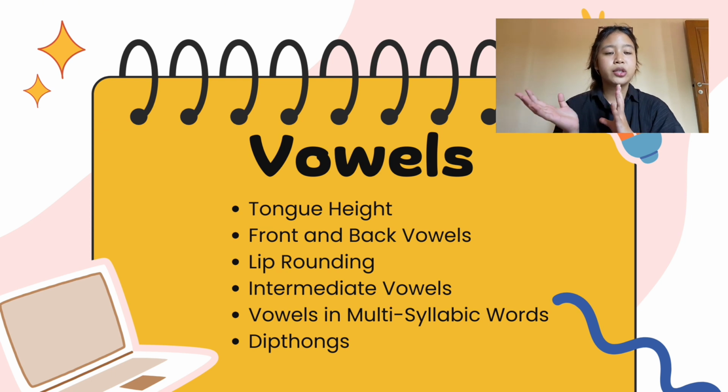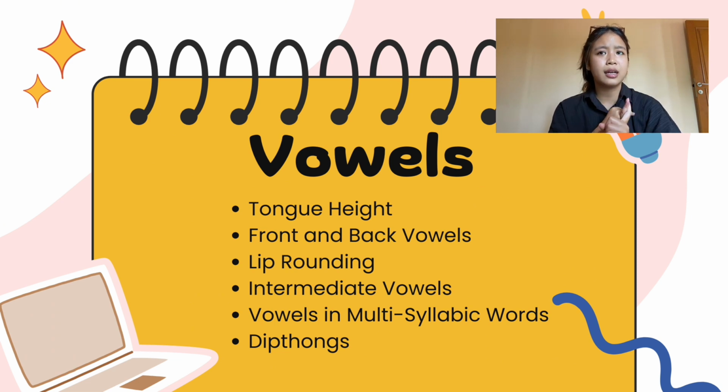There are some materials that I will explain in the vowel sections. So, the first one is tongue height. The second one is front and back vowels. The third one is lip rounding. The fourth one is intermediate vowels. The fifth one is vowels in multisyllabic words. And the last one is diphthongs.